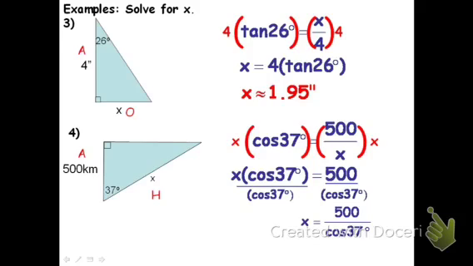This time when I type it into the calculator, I'm going to type 500 divided by cosine 37 and hit enter. And I'll see that it rounds to be about 626.07 kilometers.